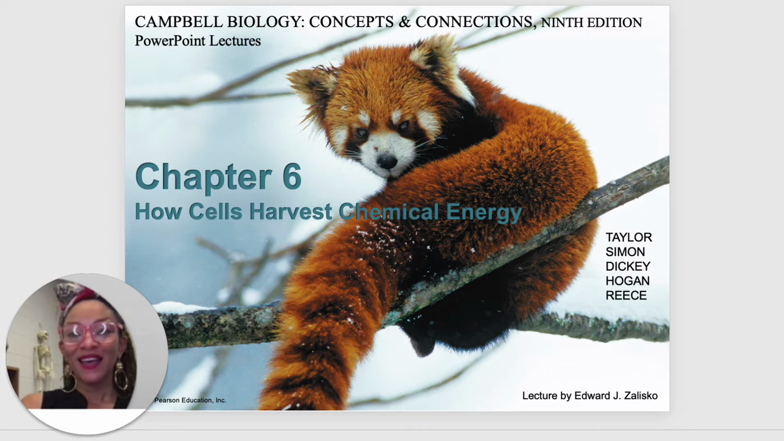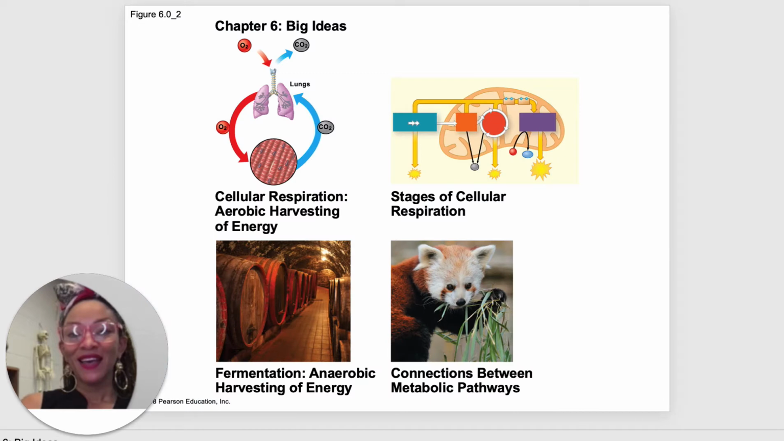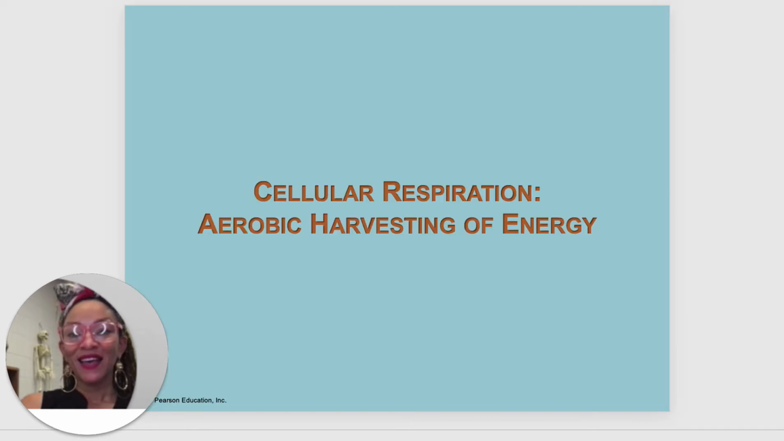For this chapter, our main focus is going to be on something called cellular respiration, and that is the way that our body cells actually take the glucose, which is a sugar that we eat, and convert it into energy. We're going to go over the different stages of cellular respiration. We're going to go over fermentation, which is a way of making energy without any kind of oxygen being present, and then some connections between our metabolic pathways. All right, let's get started.